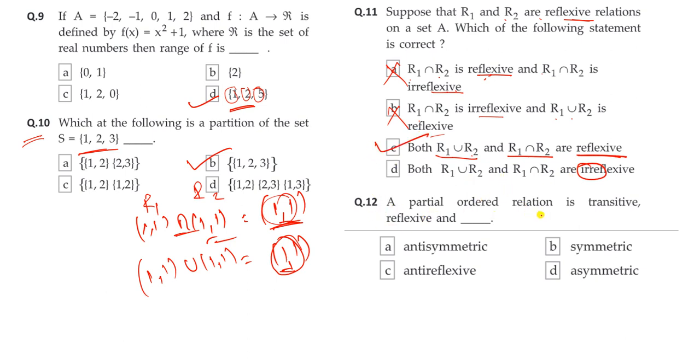Next, the 12th question: a partially ordered relation is transitive, reflexive and antisymmetric. You know this, right? If it is reflexive, symmetric and transitive, it means equivalence. If it is reflexive, antisymmetric and transitive, it means poset, partially ordered set.